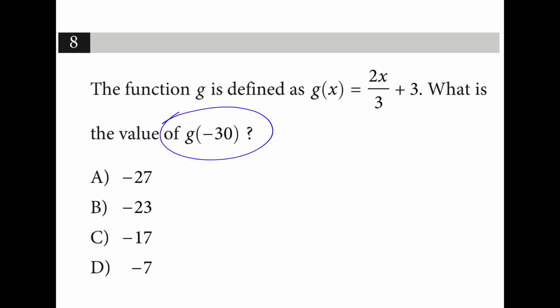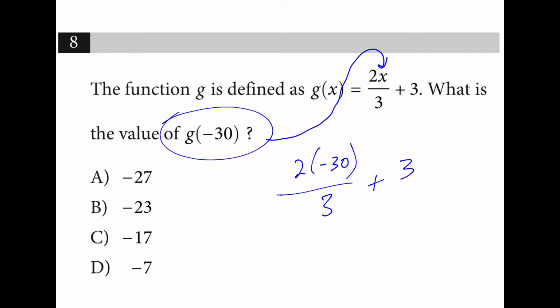The value of g of negative 30: we plug in negative 30 wherever you see an x. So 2 times negative 30 divided by 3, plus 3. That's negative 60 divided by 3, which is negative 20, plus 3 is negative 17.